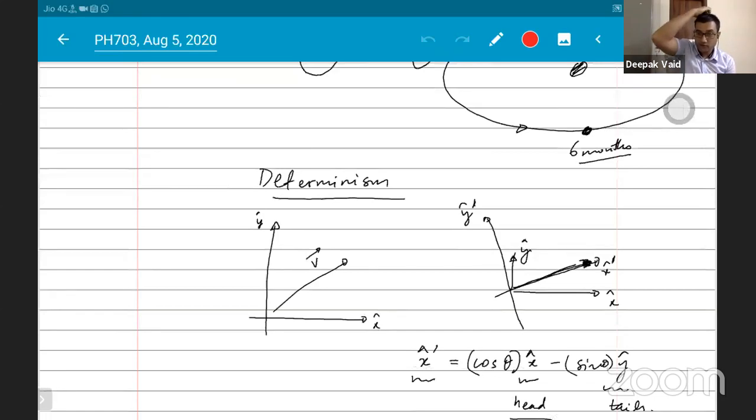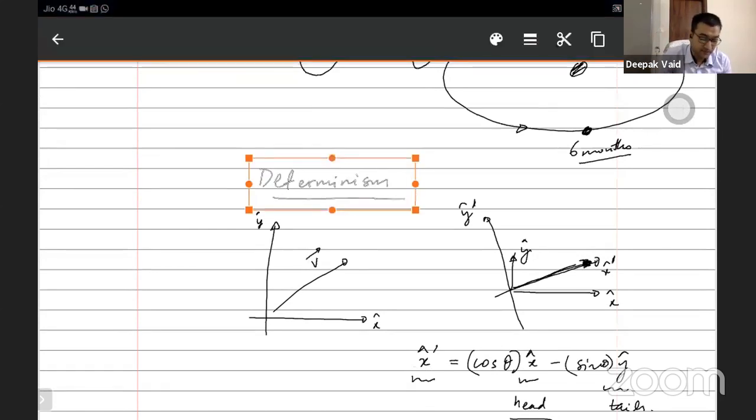So the point of all of this is that we have this picture which is known as determinism. Determinism means that if you know the present configuration of your system, you can predict the future configuration, and you can also predict the past configuration. The most famous statement of determinism is due to the French mathematician Laplace.